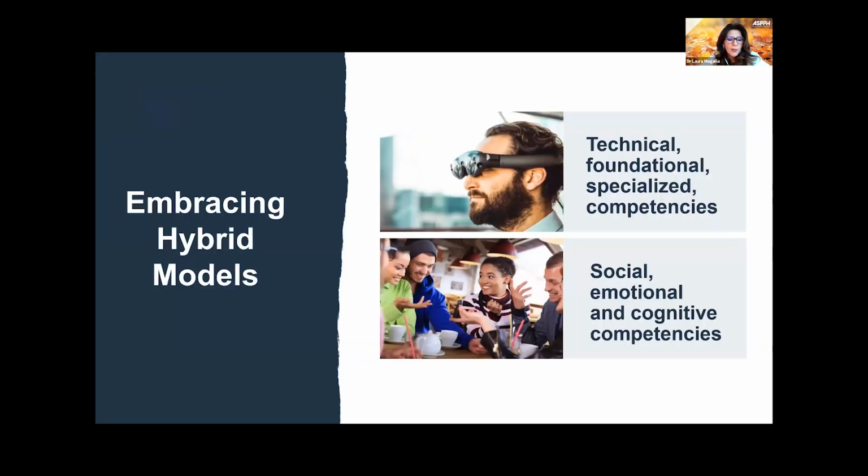We also know that we need to embrace hybrid models in order to teach these functions. Our world has already adopted hybrid environments for work, for recreation, and of course, to educate our learners. So when we think about including the competencies to deliver the essential functions of public health, we need to be creative and innovative, embracing online, in-person, hybrid, mixed methods.